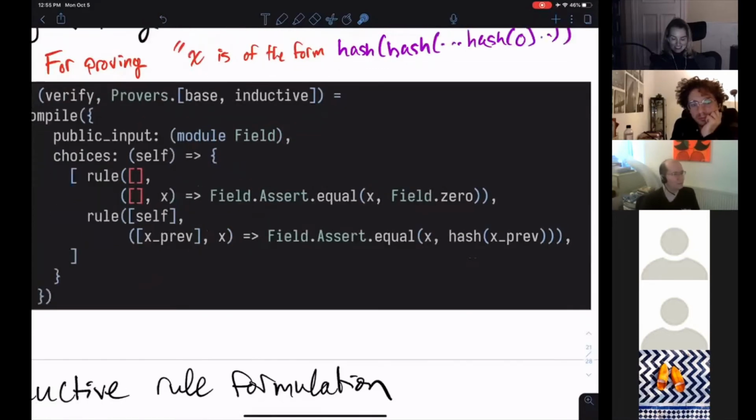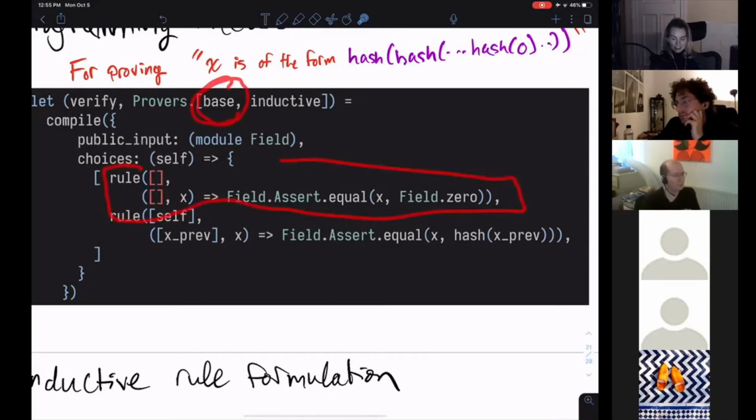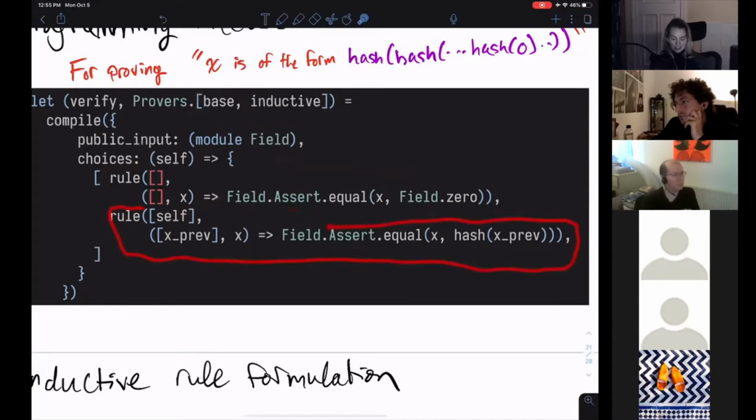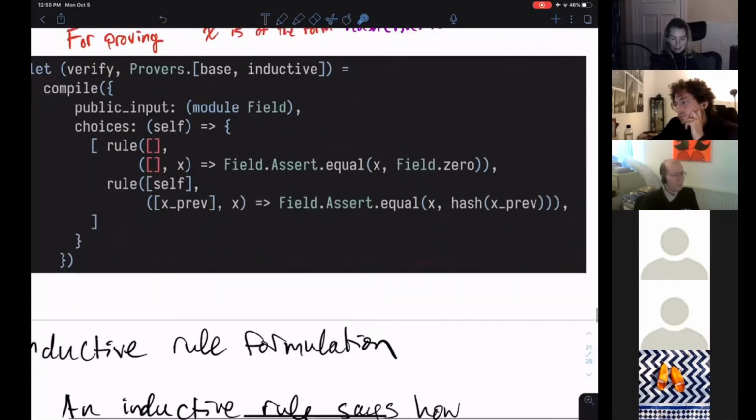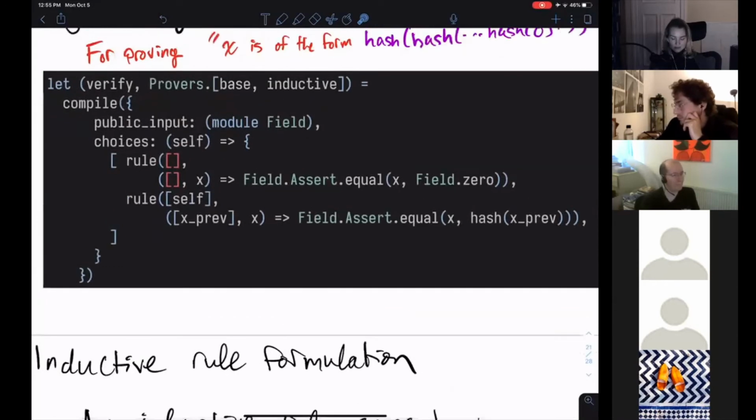And then what happens is you get 2 provers corresponding to each of the 2 rules. The first prover, the base prover, will let you prove according to this first rule. And the second prover, the inductive prover, will let you prove according to this rule. And for each one, you declare how many previous instances of other proofs you depend on. It's really cool. It lets you compose across different proof systems with different verification keys, and anyway, whatever.